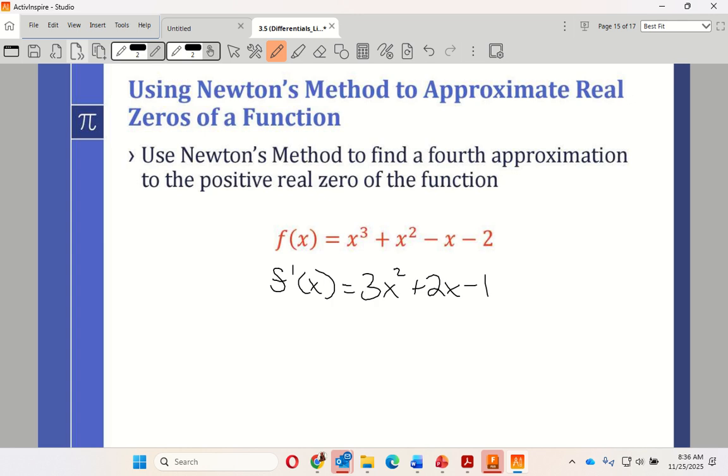Now, wording is important. A lot of people just look at all these words up here and they just skim them. Wording is important. Find a fourth approximation to the positive real zero of the function. Positive real zero of the function. That means where this here, a function, that function is going to have zeros. That's where it crosses the x-axis, right? And it's positive, real.